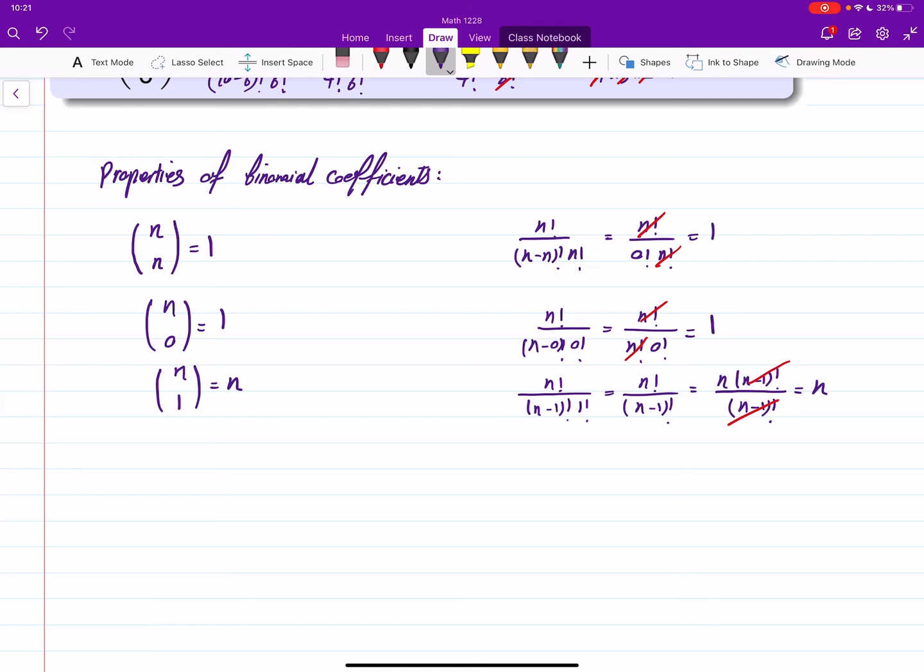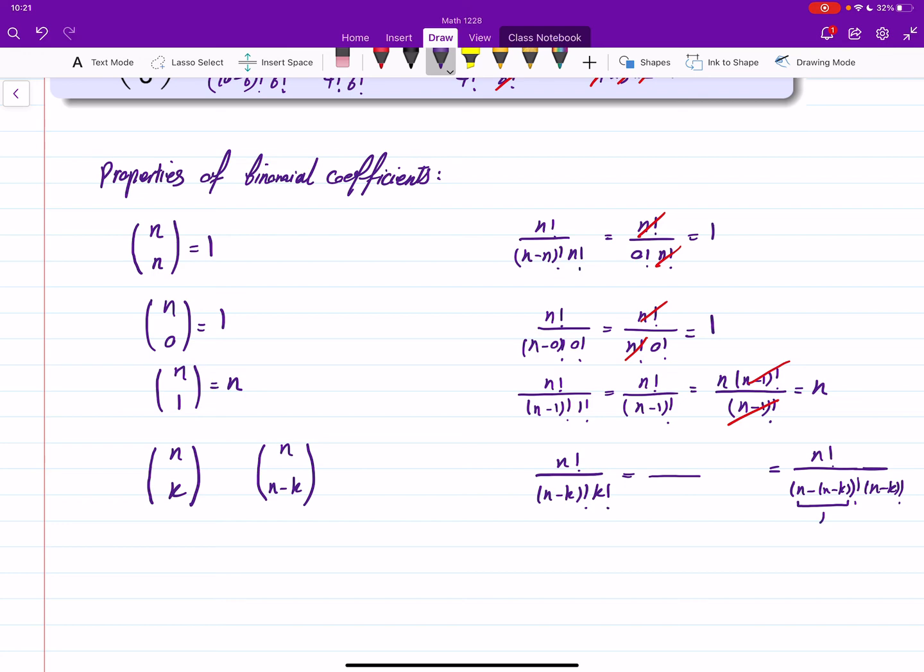There's also another property. n choose k is by definition this, yes? But I can also write n choose n minus k. What is n choose n minus k? It is n factorial over n minus k factorial, by the definition of the binomial coefficient, and then n minus (n minus k) factorial. I'll go backward just to show you what's happening. Here is k factorial. So what we have is basically n factorial divided by k factorial times n minus k factorial. This says that n choose k is always equal to n choose n minus k.